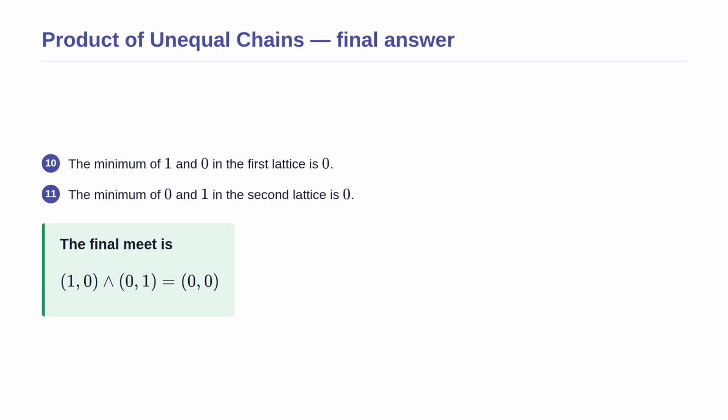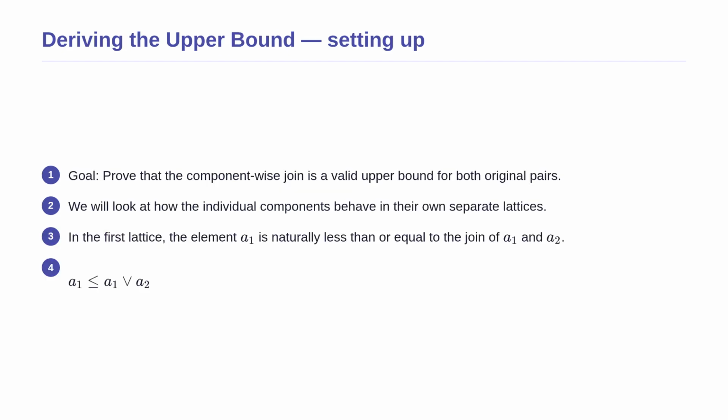This step-by-step process works flawlessly, no matter how large or complex the individual starting lattices happen to be. By keeping the dimensions separate, the math remains incredibly simple and structured. The physical meaning here is that 0, 0 is the highest possible state that is still a prerequisite for both of our starting pairs.